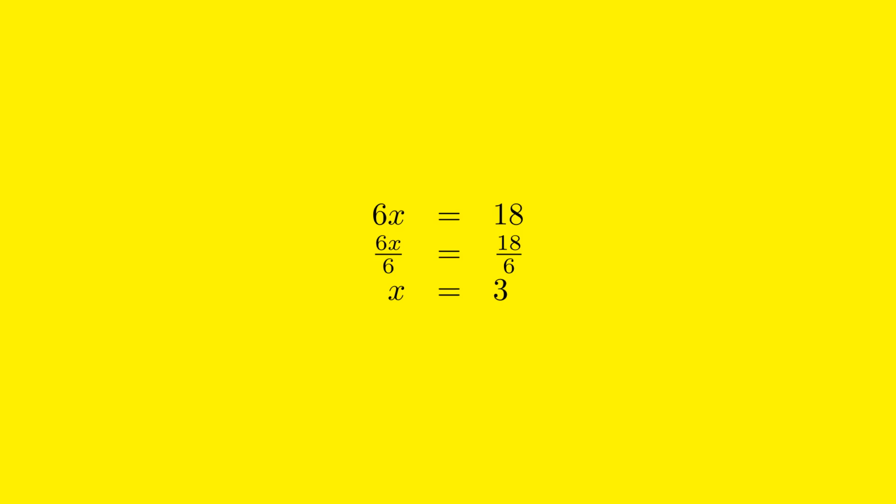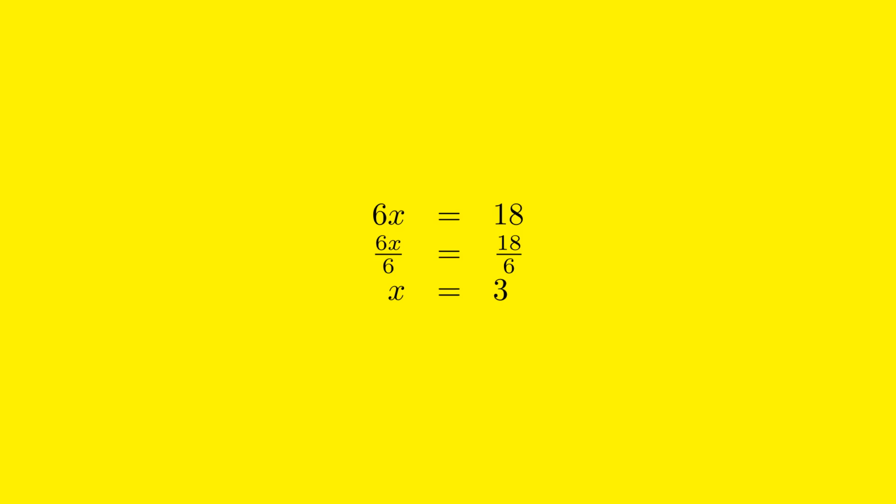So we take the left side 6x and divide by 6. And for the right side, we take 18 and divide by 6. Let's do the division. 6x divided by 6 on the left side leaves us with x. 18 divided by 6 on the right side is 3. So our equation now is x equals 3.